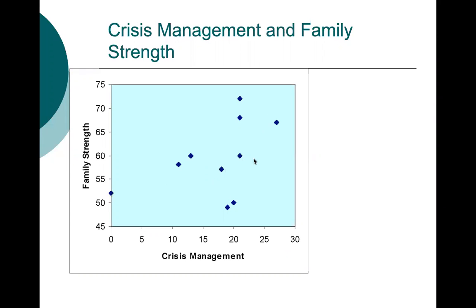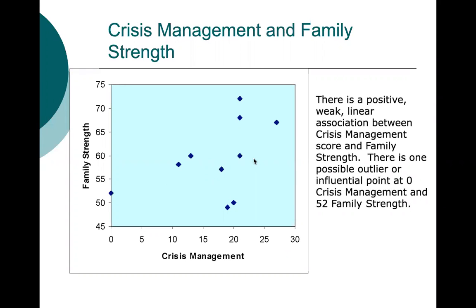So let's go ahead and write a description for this. I would say there's a positive weak linear association between crisis management score and family strength. There's one possible outlier or influential point at 0 crisis management and 52 family strength.